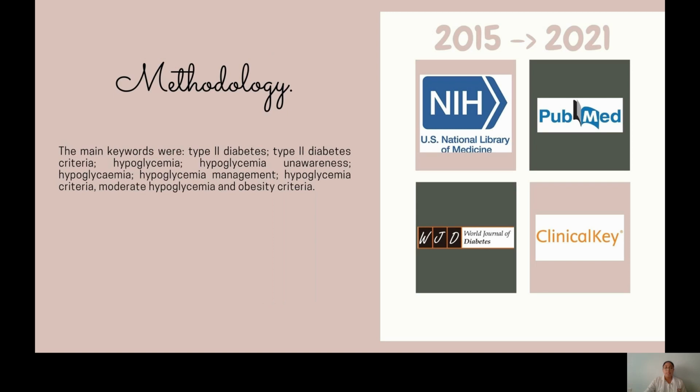Methodology. Databases such as the U.S. National Library of Medicine, PubMed, World Journal of Diabetes, and ClinicalKey were consulted. The main keywords were type 2 diabetes criteria, hypoglycemia, hypoglycemia unawareness, hypoglycemia management, hypoglycemia criteria, moderate hypoglycemia, and obesity criteria. The search for articles was filtered by journals from 2015 to 2021. Articles that did not include those keywords, and articles not in English or Spanish, were excluded.